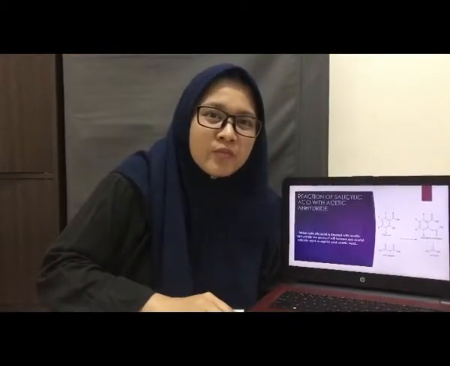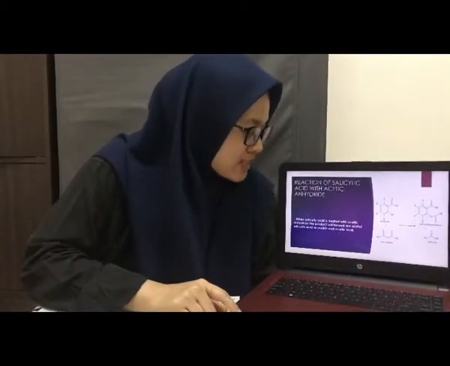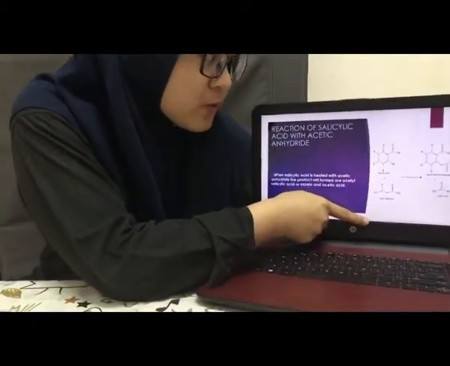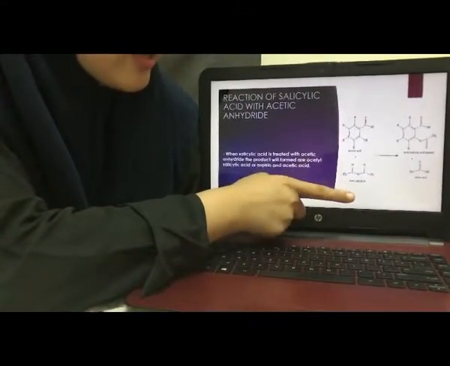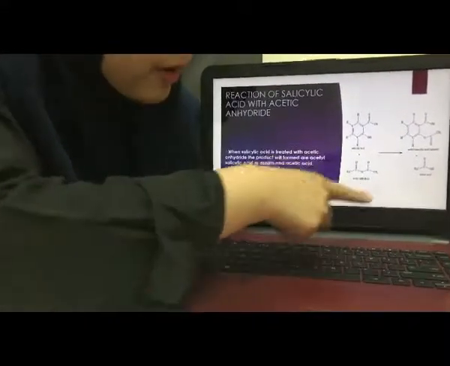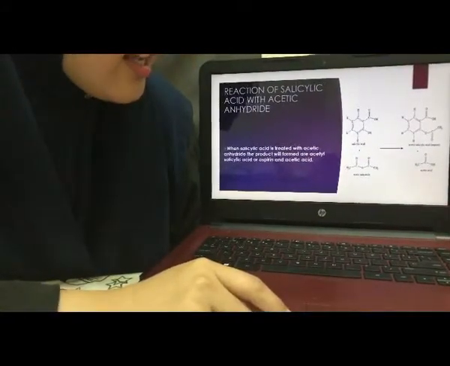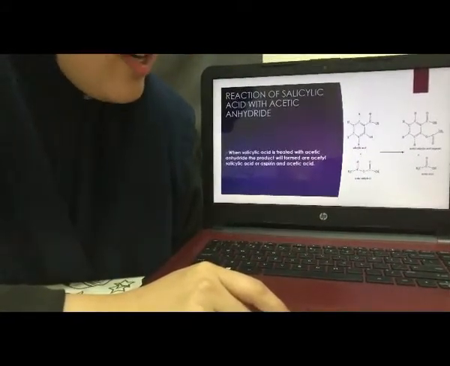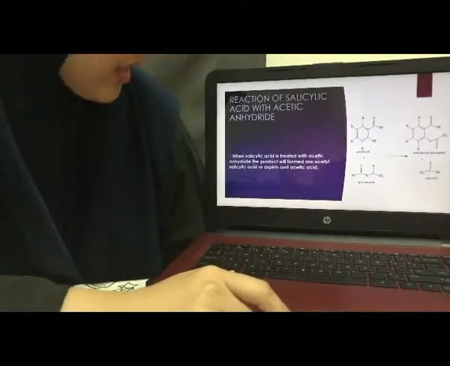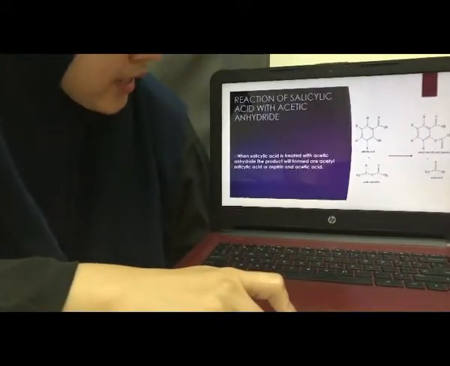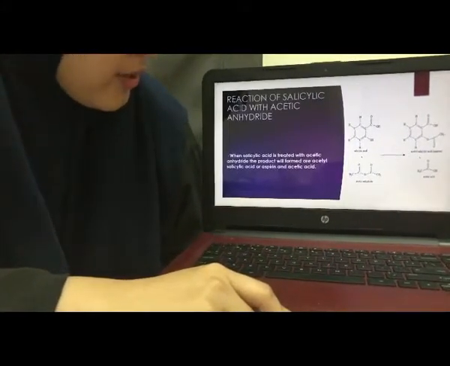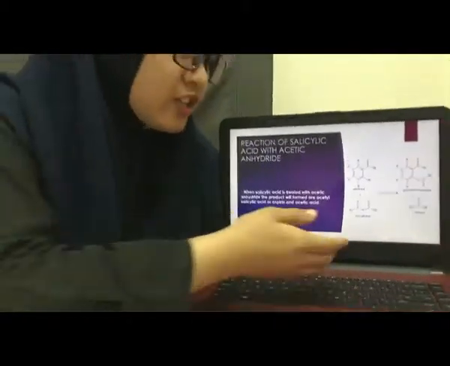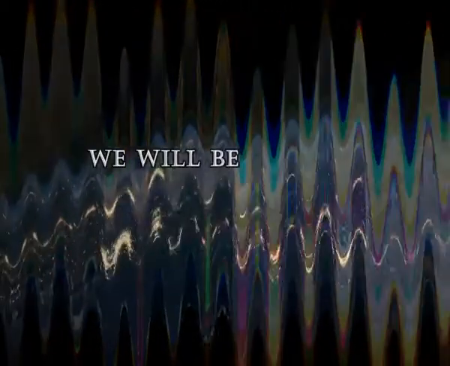Okay, and then lastly we move to reaction of salicylic acid with acetic anhydride. This is the mechanism of the reaction of salicylic acid with acetic anhydride. When salicylic acid reacts with acetic anhydride, it will form acetylsalicylic acid or aspirin and acetic acid. When salicylic acid is treated with acetic anhydride, the product will be acetylsalicylic acid or aspirin and acetic acid, as you can see here.